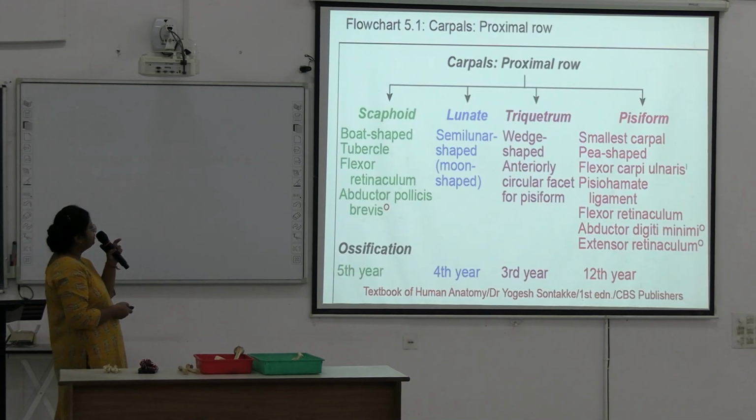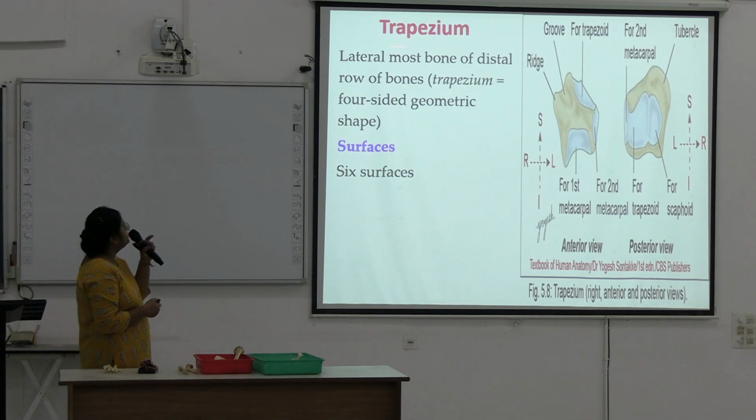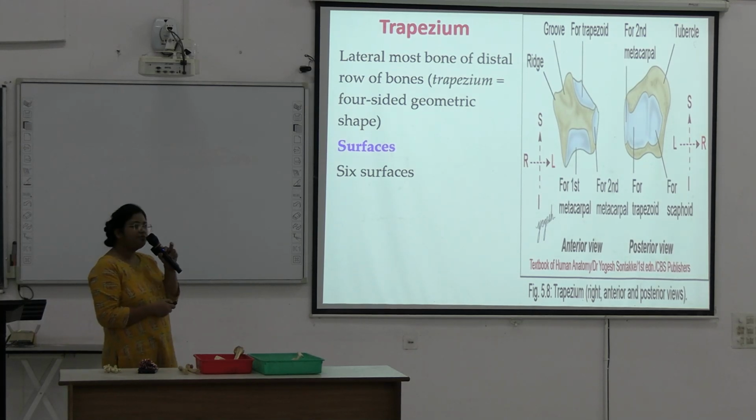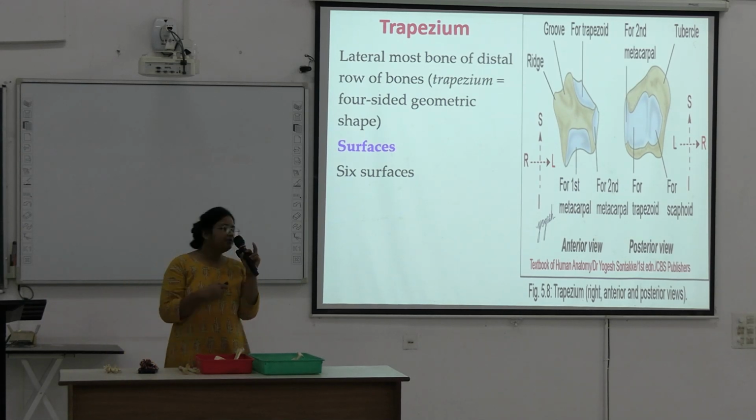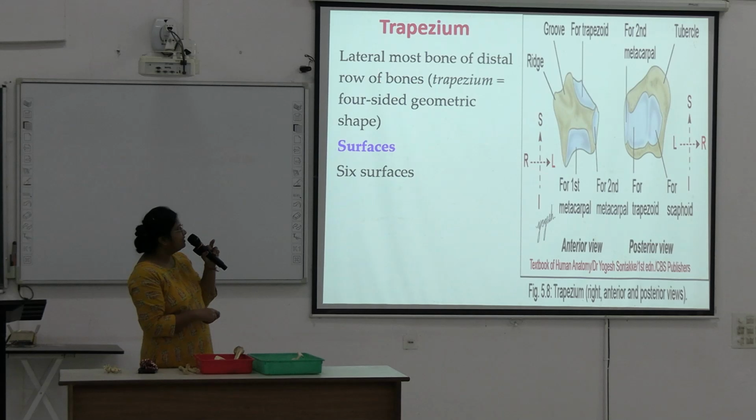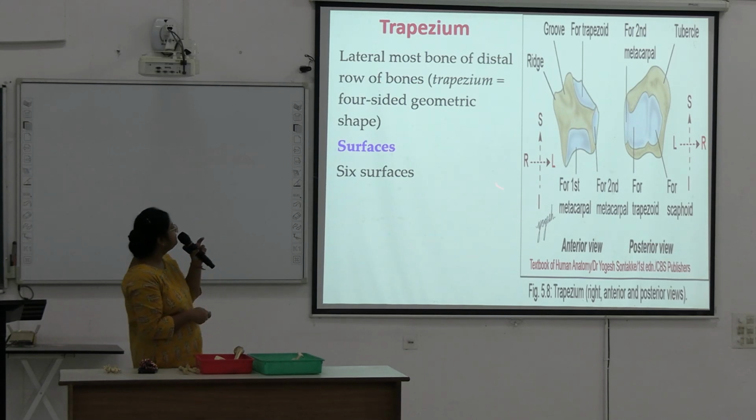Okay, next we go to trapezium. Trapezium is the lateralmost bone of the distal row of bones. Okay, this is trapezium and it is a four-sided geometric shape. Trapezium you have drawn in your maths classes. So this bone looks like those trapeziums. That's why the name is given.